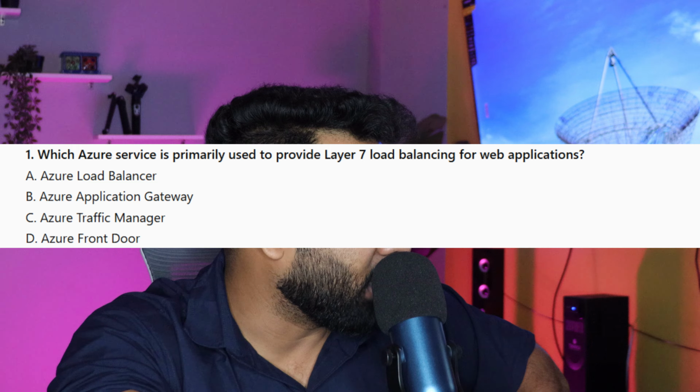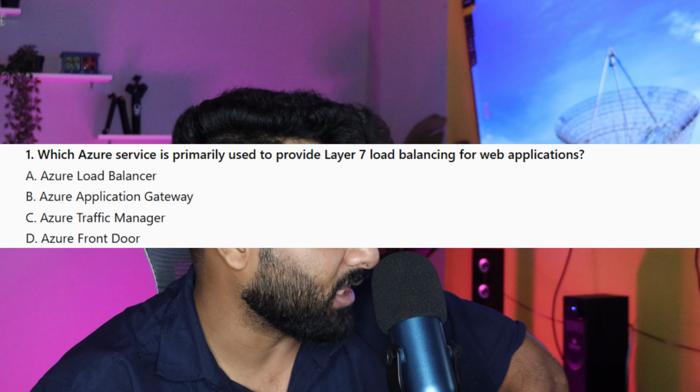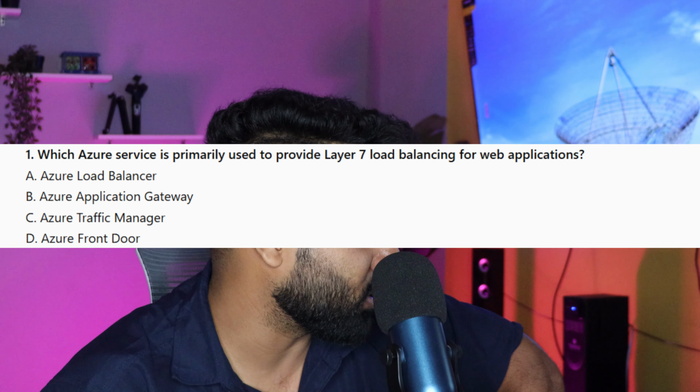So the first question we have is: which Azure service is primarily used to provide layer 7 load balancing for web applications? We all know the OSI model, how it works. We have 7 layers. If we are talking about networking, we have the AZ-700 certification. It is not just limited to networking. You might get some questions on monitoring or security as well. But yes, 70 to 80% of the questions would cover the networking domain only.